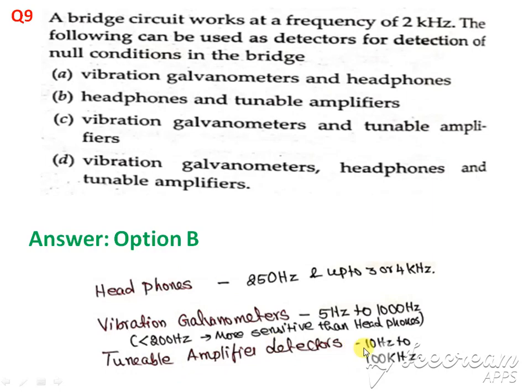Tunable amplifier detector is in the range of 10 Hz to 100 kilohertz. Here also 2 kilohertz is possible. So the answer is headphones and tunable amplifier. So option B.